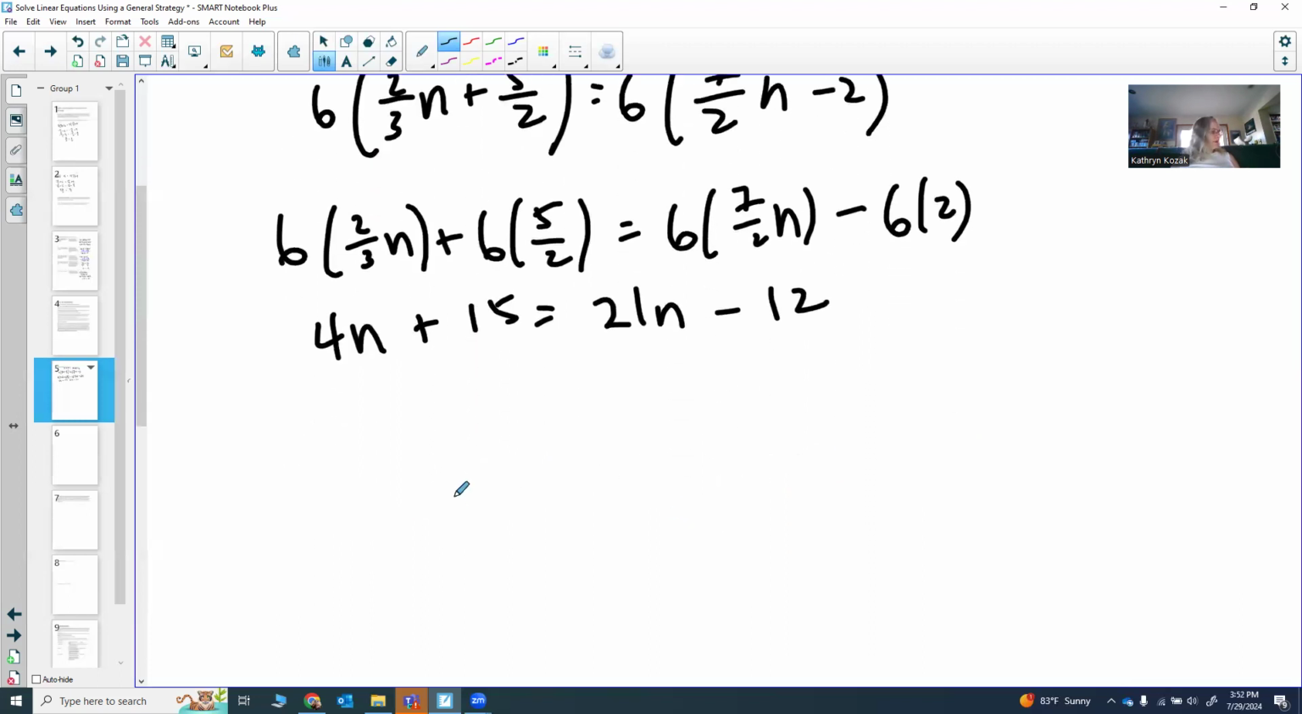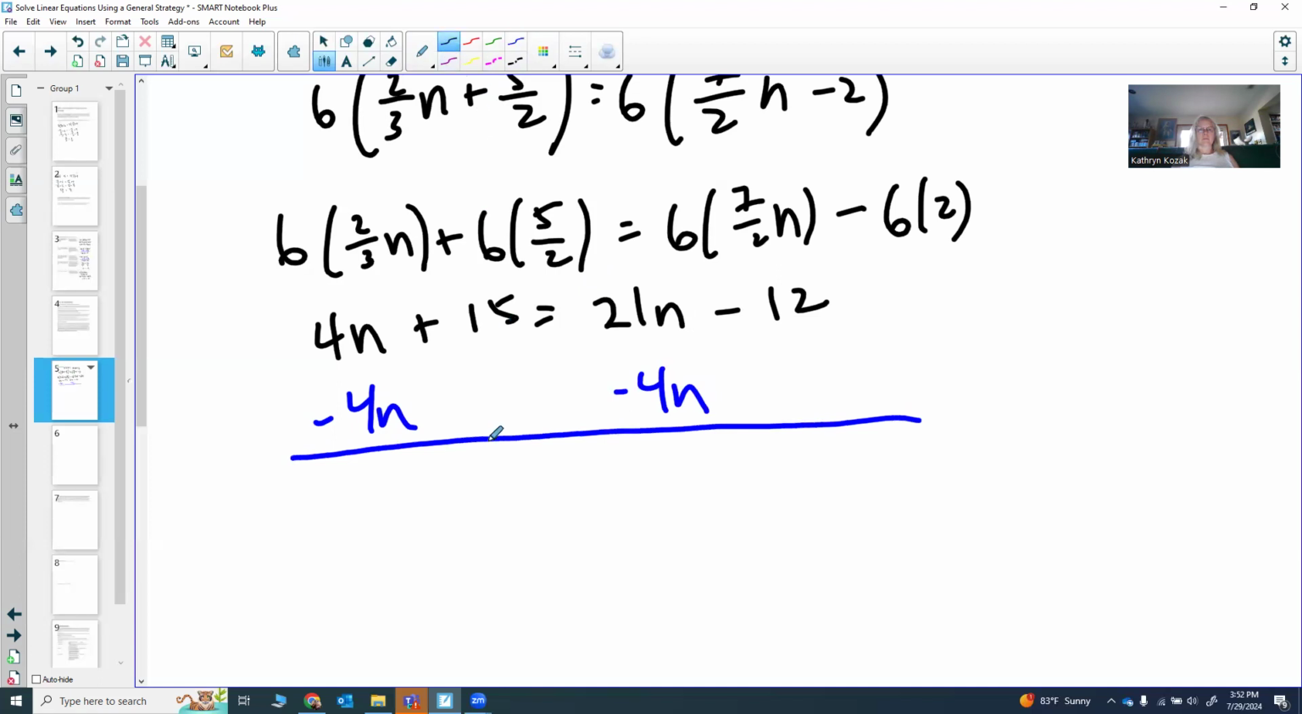Step 2, now you want to move the variable terms so they can be on the same side of the equation. Doesn't matter which side you move the terms to, pick the side you want. If you prefer to work with positive numbers, subtract 4n from both sides. 15 is equal to 17n minus 12.